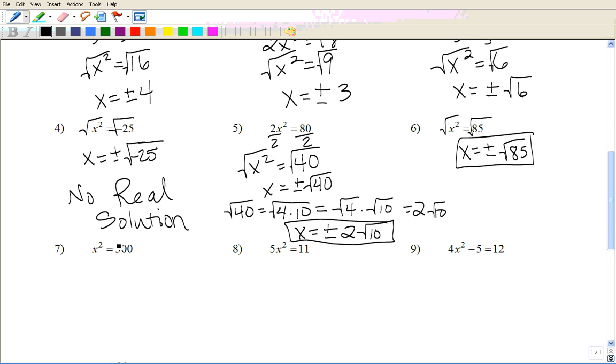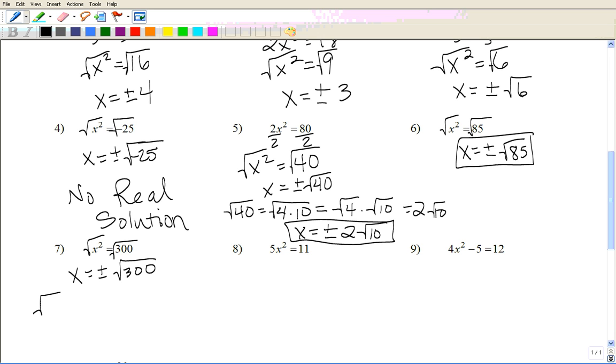Okay, in the next few, we have x squared equals 300. So again, take the square root of both sides. I get x equals positive or negative square root of 300. I have to think, can 300 be simplified? The square root of 300, can it be simplified any further?